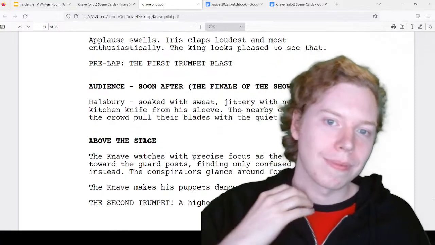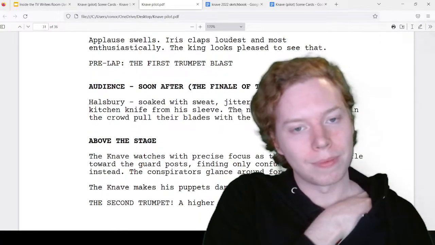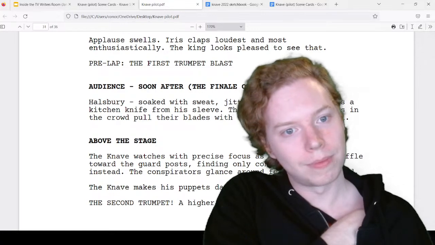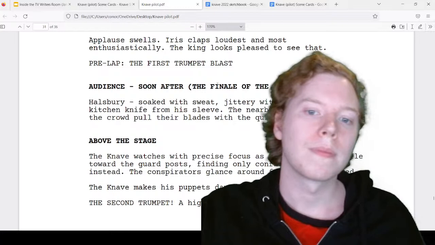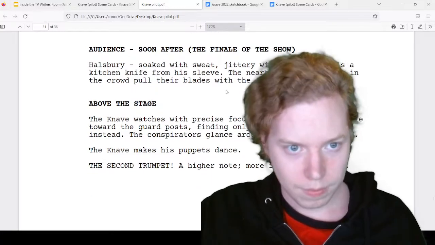Applause swells. Iris claps loud and most enthusiastically. The king looks pleased to see that. Pre-lap, the first trumpet blast. Audience soon after the finale of the show.